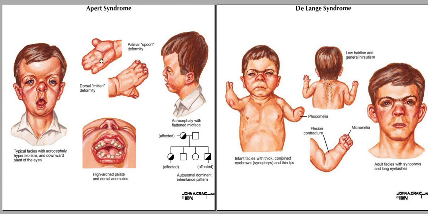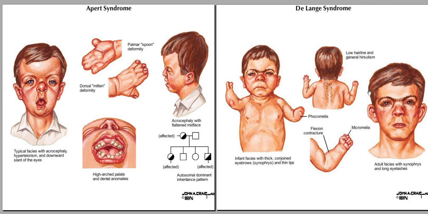Okay, Apert syndrome. So with this, they have faces that look like this: downward slanted eyes, acrocephaly, hypertelorism too. You see the palmar spoon deformity, the dorsal metacarpal deformation also, the high arch palate, the dental anomalies. Okay, acrocephaly with flattened midface. There's also autosomal dominant inheritance.